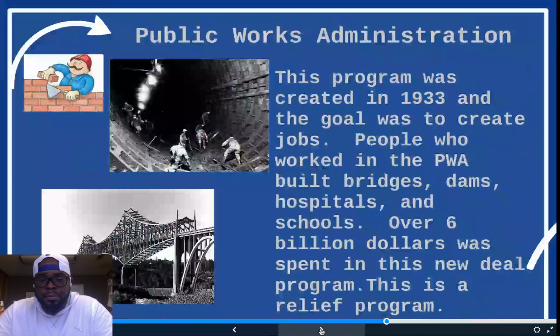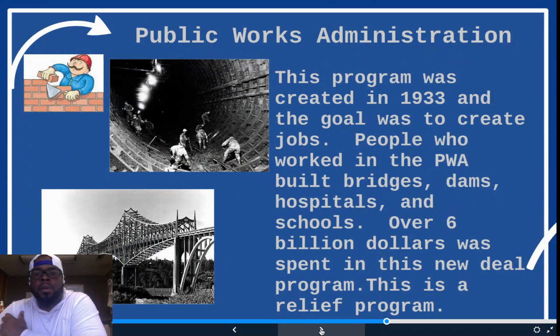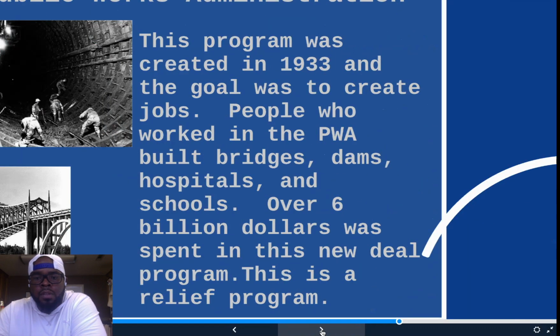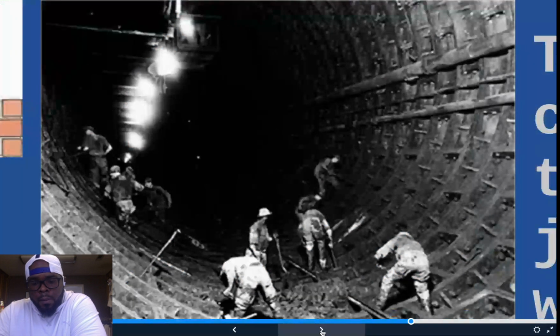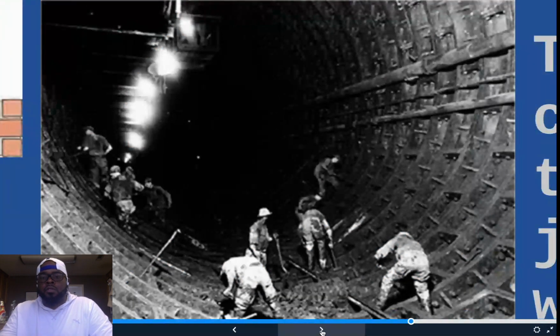Next up we have is the PWA, which is the Public Works Administration. What this did was, again, give another relief program, which used over $6 million for this New Deal program, just to get people back out to work, where they built bridges, dams, hospitals, and schools, and things of that nature. This happened in 1933. Many of the dams and bridges we have were all made by this program.